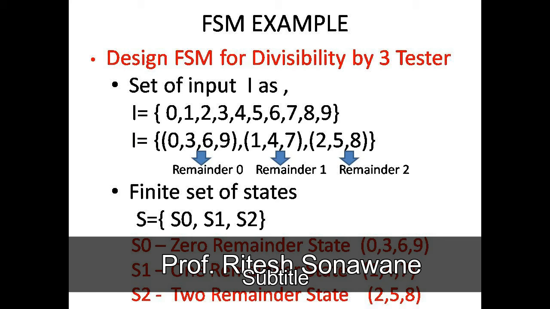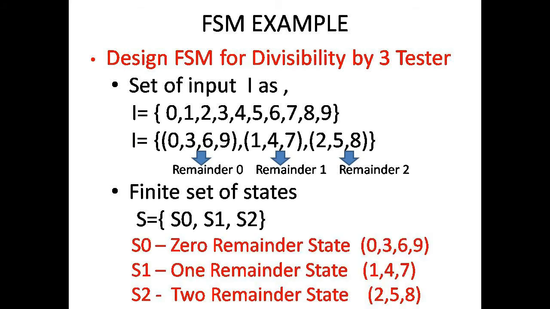For this machine, we consider the input I equal to 0, 1 up to 9. From the above set, if we consider digits 0, 3, 6, 9, they are all of the same type, that is, divisible by 3. Similarly, digits 1, 4 and 7 give the remainder 1 when divided by 3, and 2, 5 and 8 give remainder 2 when divided by 3.